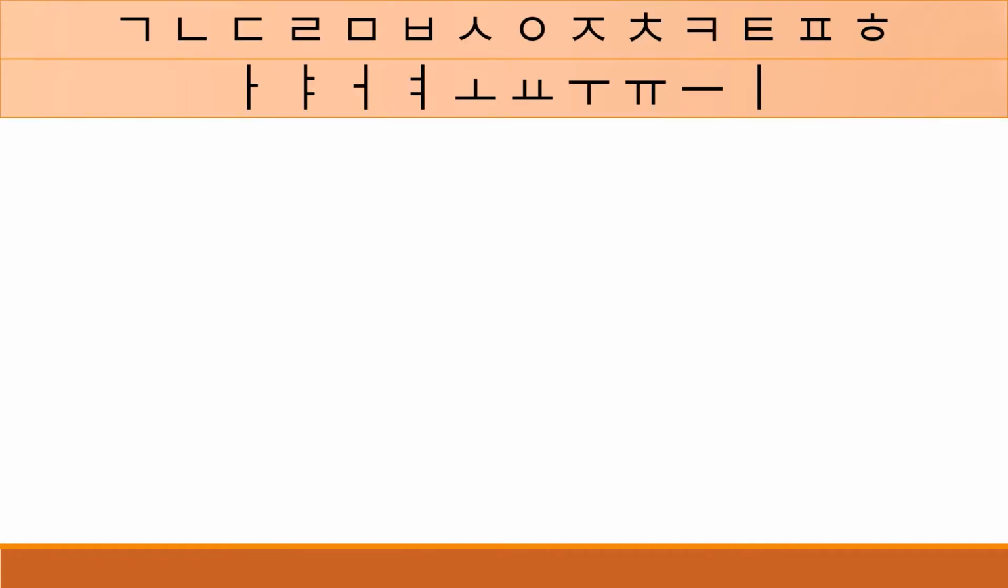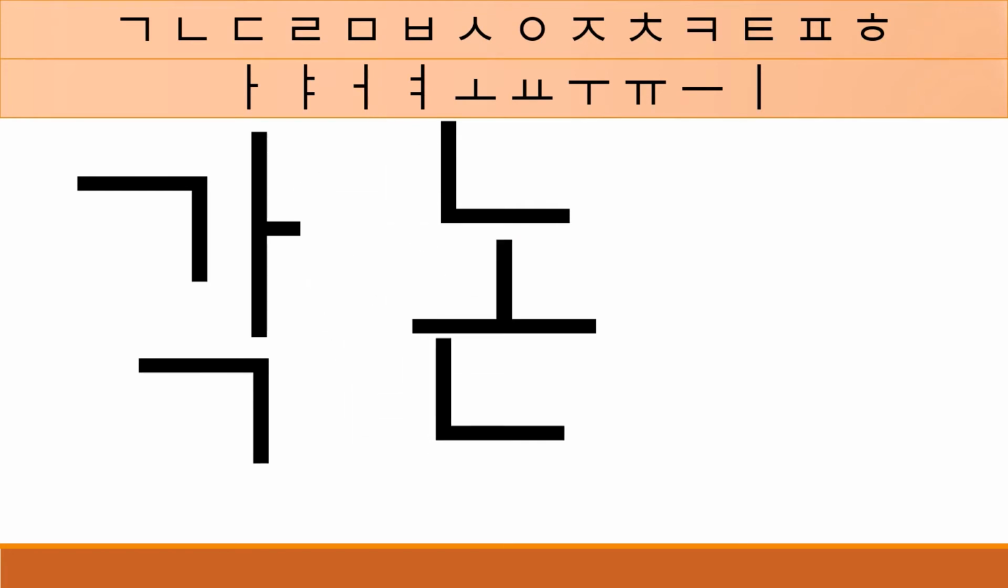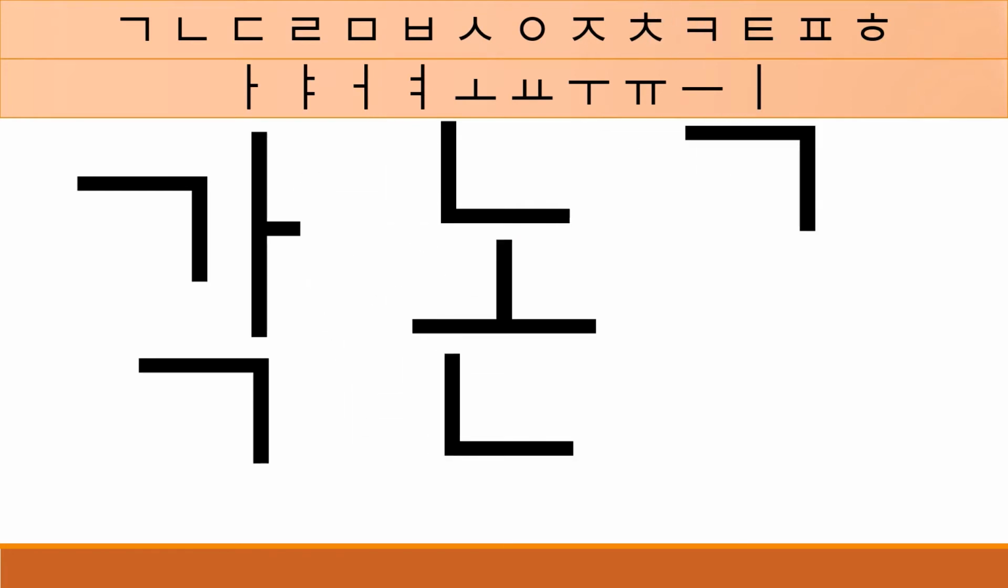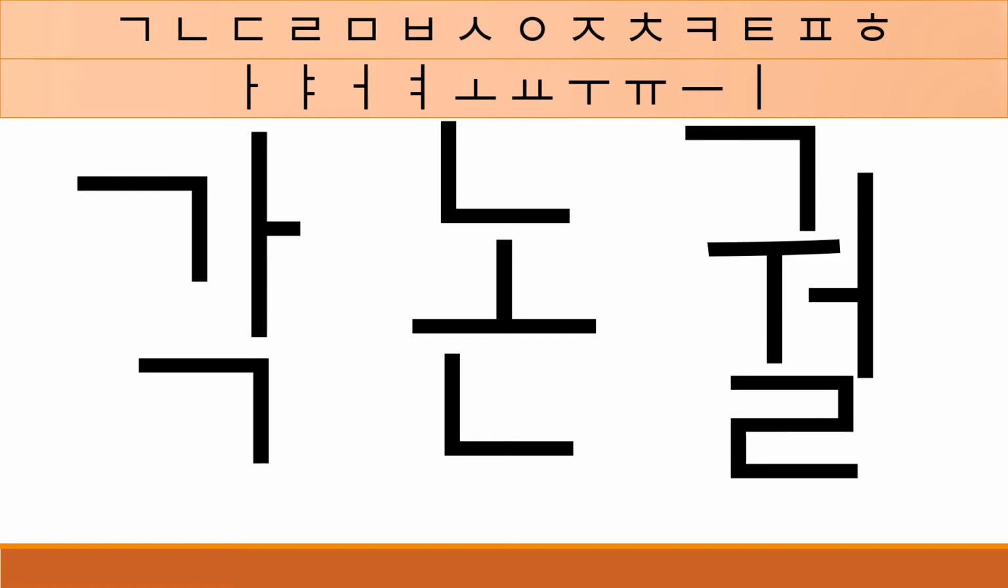Before we start dictation, I will show the syllable structure you will see in this practice. So first is 각, 논, 궐. Pay special attention to the vowel difference.